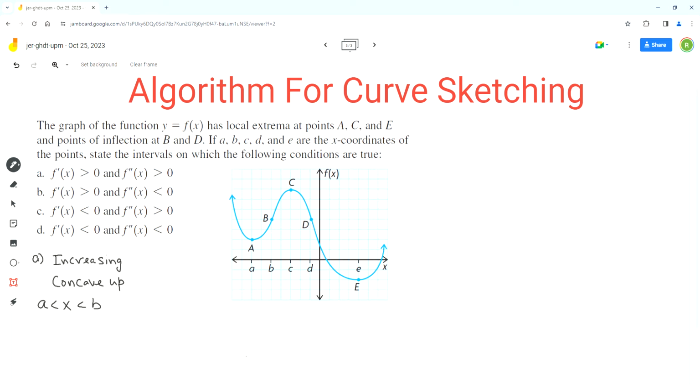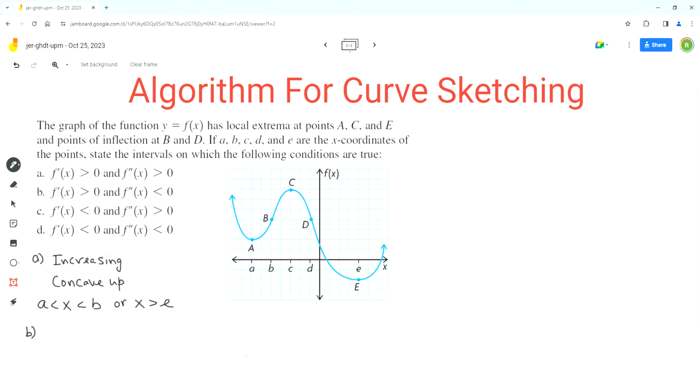Now the other interval where the function is increasing and it's concave up is from E onwards to the right side, because from point E the curve is going up as you go from left to right and it's making a smiley face. So that's why the other interval for part A is x is greater than E. So we're done with part A.